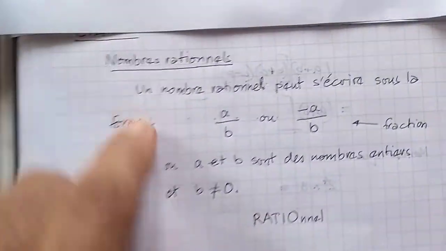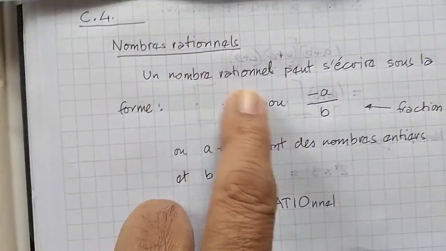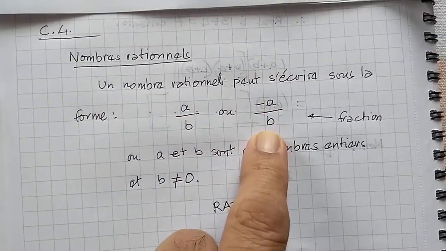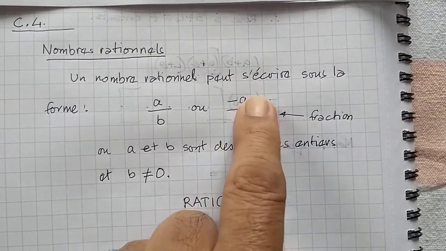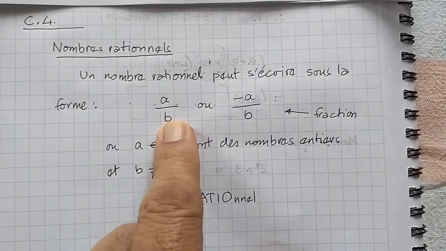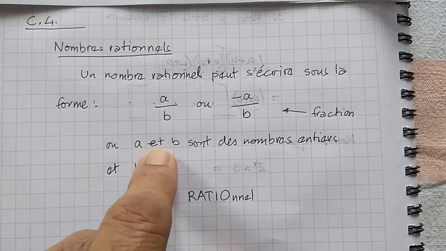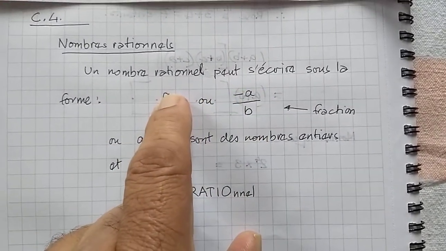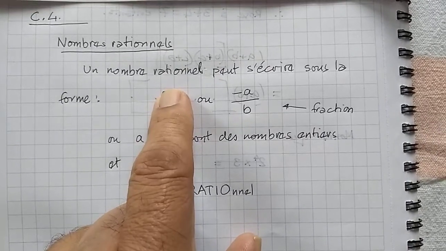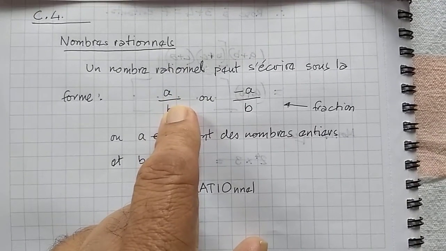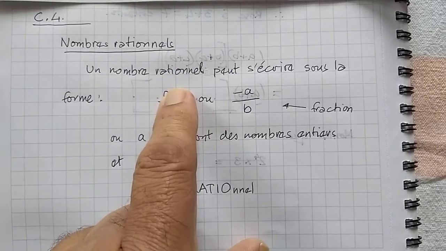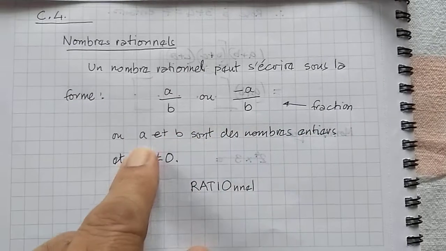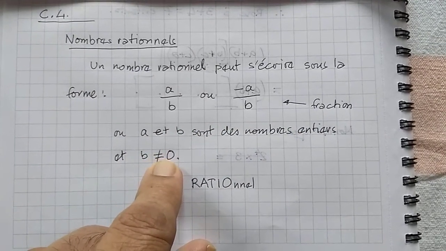The definition of nombre rationnel. Un nombre rationnel peut s'écrire sous la forme a sur b ou moins a sur b, that means it can be written as a fraction. Où a et b sont des nombres entiers, they're integers. Not 2.5 over 3, but 2 over 3. 2 over 3 represents a nombre rationnel, but not 2.5 over 3, because a has to be an integer, nombre entier. Et b n'est pas égal à 0.